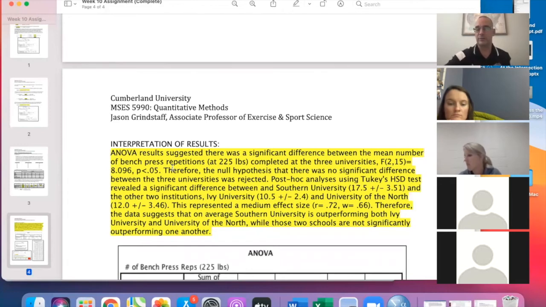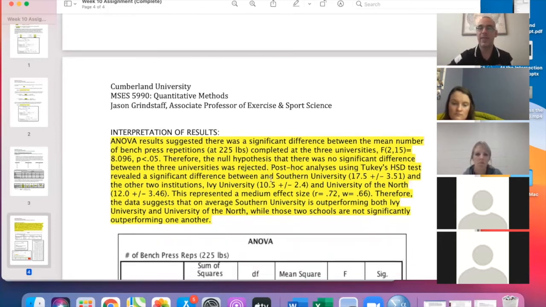It's always good in your interpretation to interpret your results in relation to the null hypothesis. Therefore, the null hypothesis that there was no significant difference between the three universities was rejected. We rejected the null hypothesis. So that means, in lay terms again, there is a significant difference between one or more of these universities. We've already looked at that, but now we need to say that in our analysis.